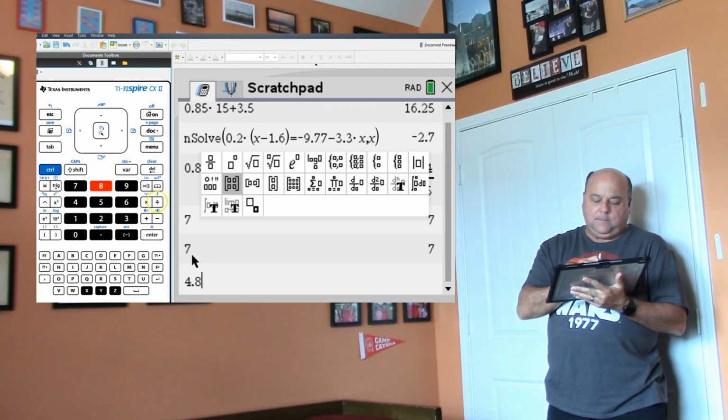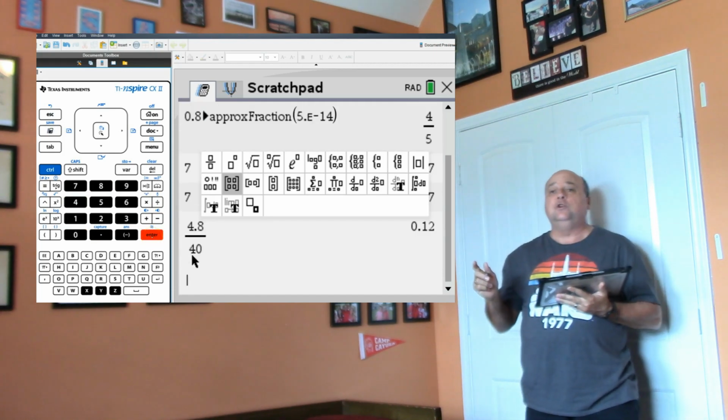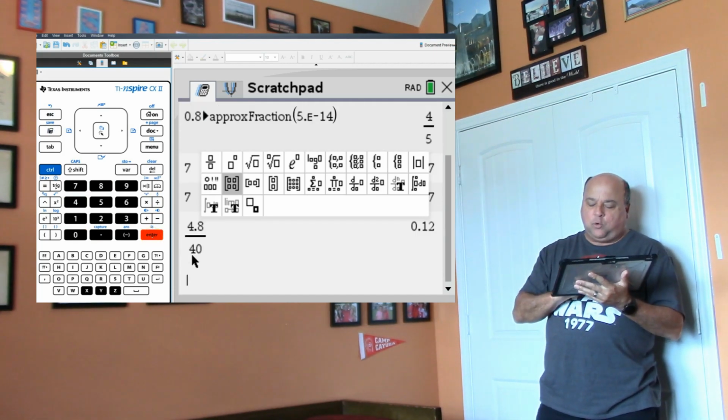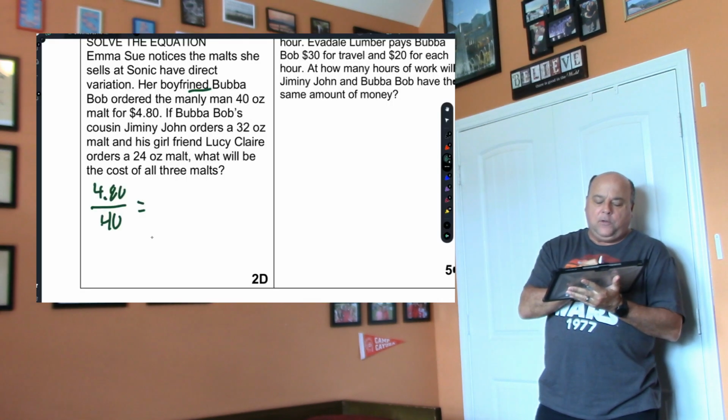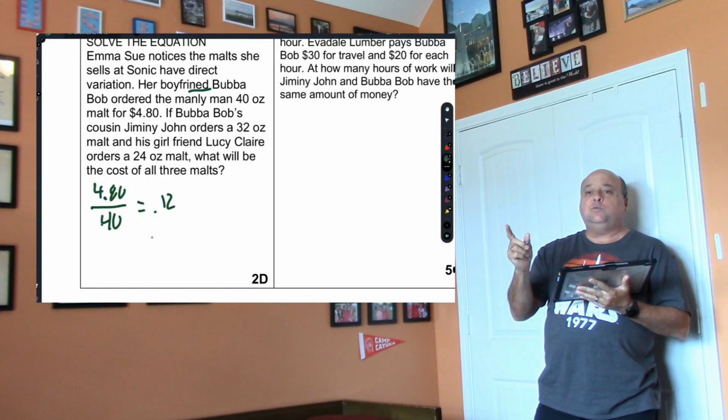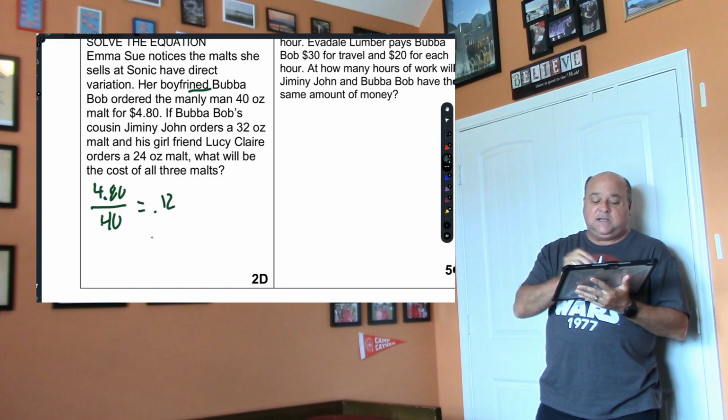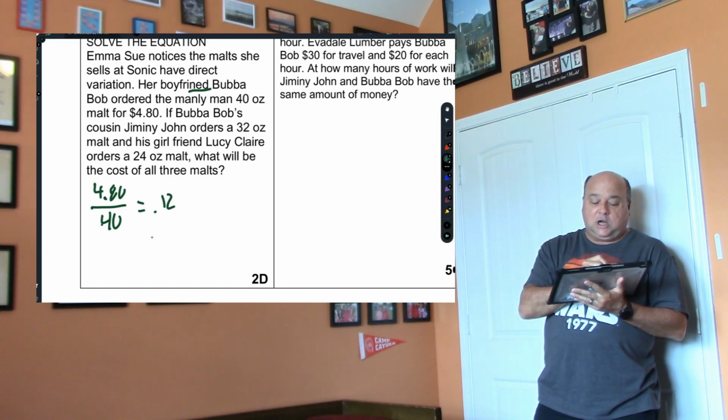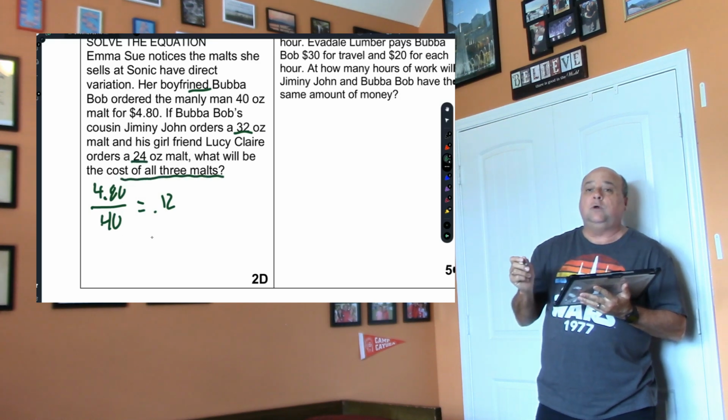So it was 4.8 divided by 40. Hit enter, and we get 0.12. So every ounce costs 0.12. So every ounce we get is 12 cents. Cousin Jiminy John orders a 32. Lucy Claire orders a 24. What will the cost of all 3 malts be?